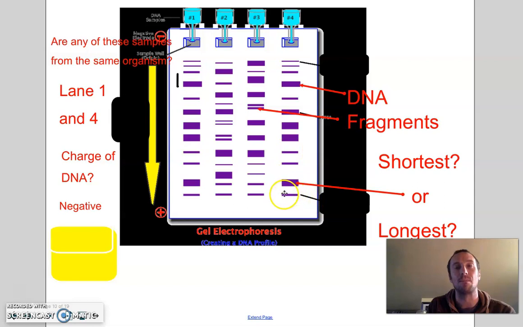Hopefully, you recognize that these are the shorter pieces. So the long pieces of DNA have a hard time moving out of the wells. They don't move very far over the same amount of time, but the short pieces tend to move faster through the gel, and they make it further in the same amount of time. So this is a way to spread out your DNA.